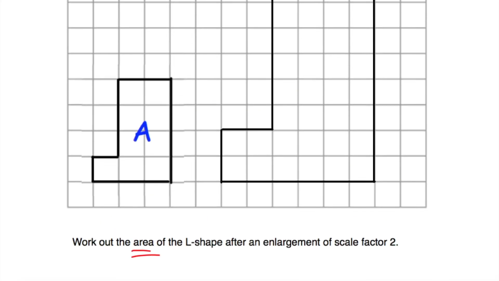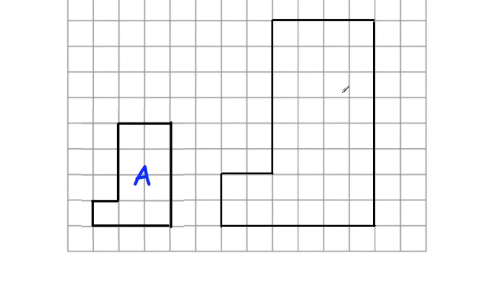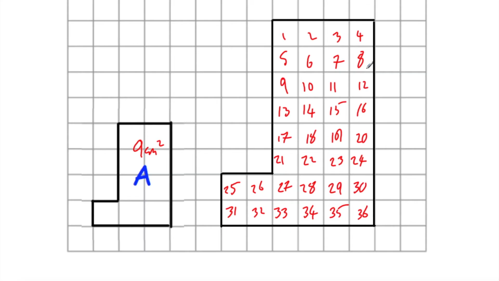of scale factor 2. So if this has been enlarged by scale factor 2, we now just need to work out its area. So let's work out its area. And I'm actually just going to count the number of squares because we counted the number of squares here. That's 9 centimeters squared. So let's count the area of this one. So it's going to be 1, 2, 3, 4, 5, 6, 7, 8, and I'll just do the rest now. And that's it. So the area of this shape is 36 centimeters squared.